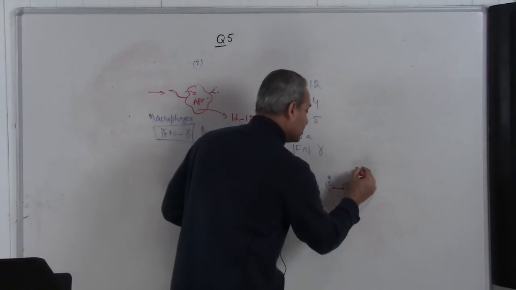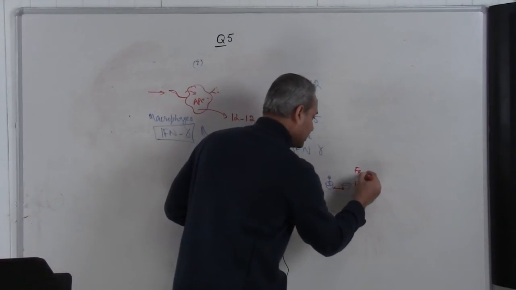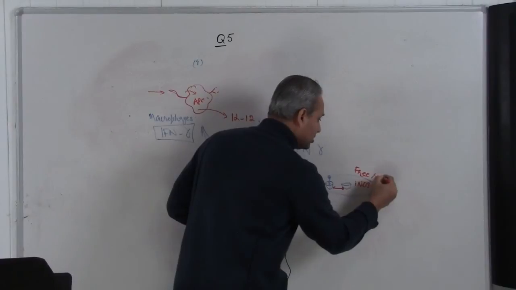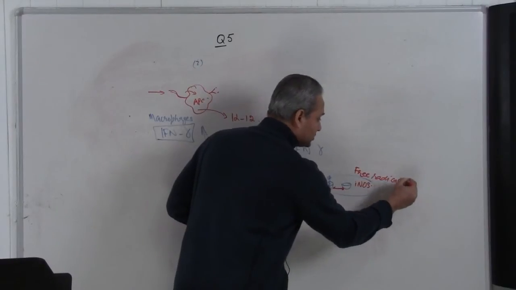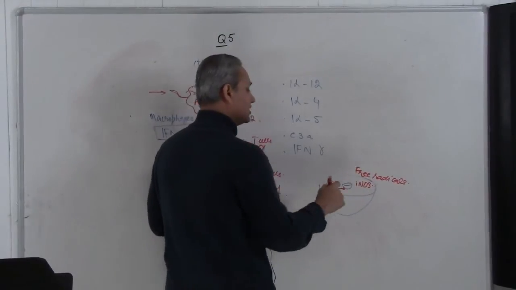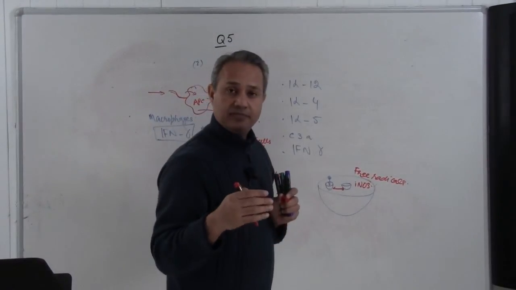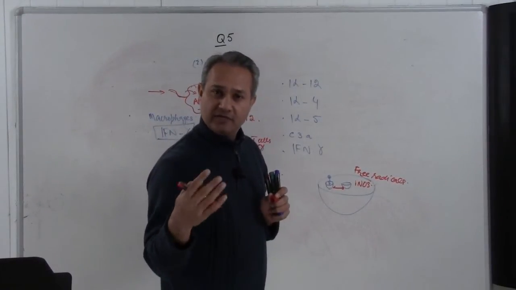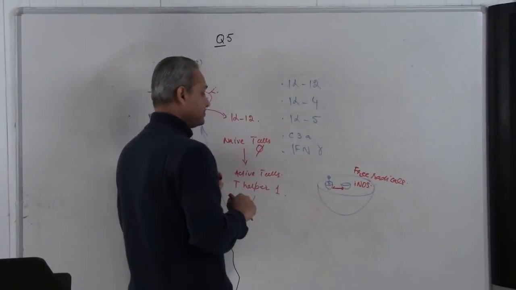The macrophage also helps create the free radicals. These are also some things which are dangerous for the cell membranes and for the disruption of the pathogens.